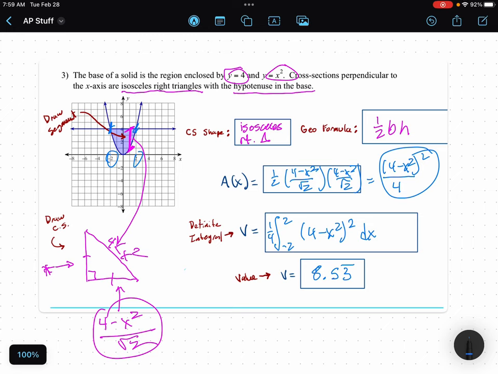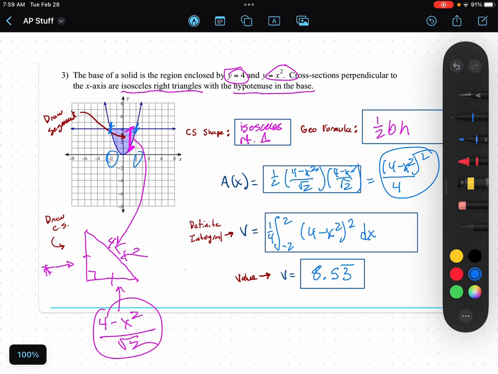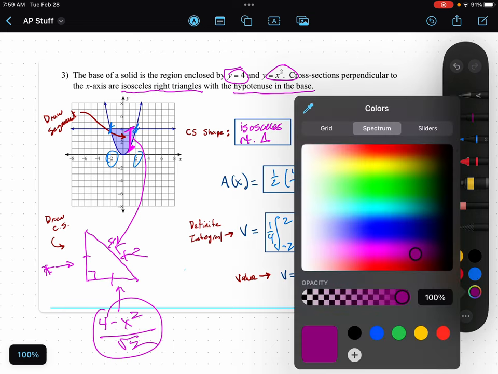This is chapter 6, slicing, and we did letter C. Here it is, answers. I'm just checking to make sure I got it right. I don't need to get a bunch of texts about how I screwed it up. 4 minus x squared, there it is. Number 3. 8.53 repeating. Yeah, baby. Okay. So I'm going to happy face myself because I'm happy that I got it right.